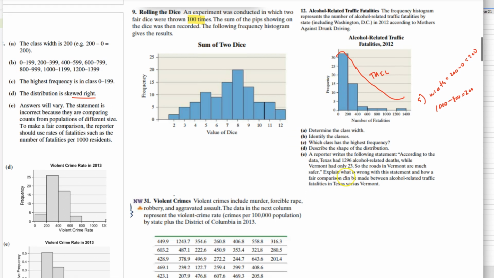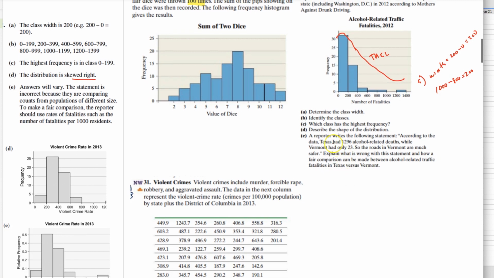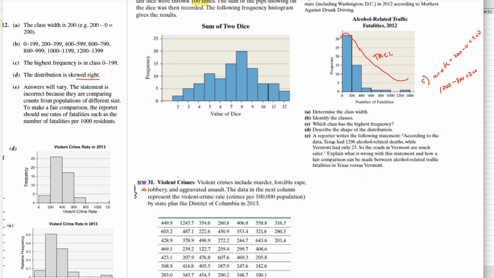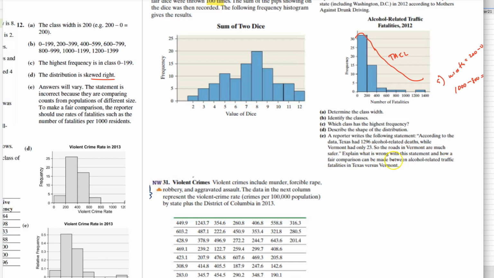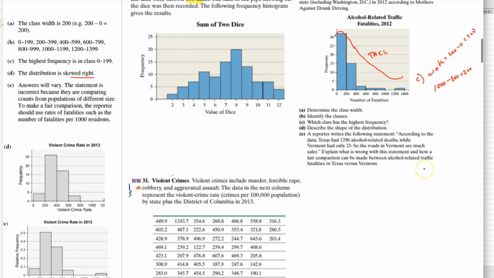And then answering this interpretation question, the reporter writes the following statement: according to the data, Texas had 1,294 alcohol-related deaths, while Vermont had only 23. So the roads in Vermont are much safer. Explain what is wrong with this statement and how a fair comparison can be made.